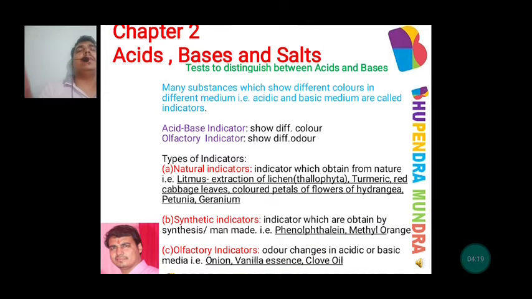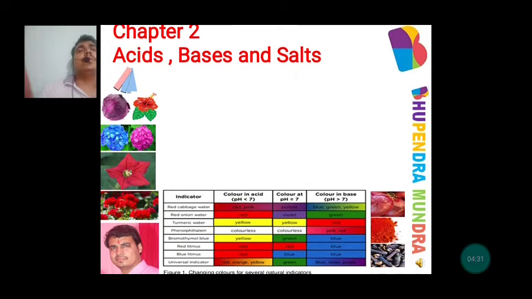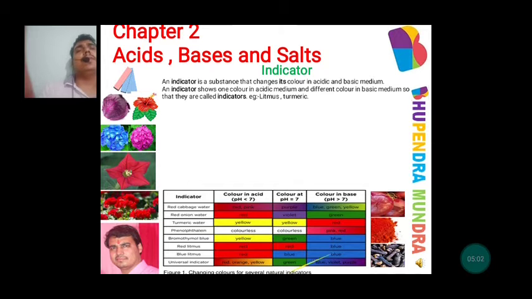And next, olfactory indicators, whose odor changes in acidic and basic media, like onion, vanilla essence, and clove oil. There are a few diagrams which show the types of indicators. First one, litmus solution or litmus paper. Second, red cabbage, shoe flower, that is hibiscus. Next, geranium, petunia, onion, turmeric, and clove oil. Those are the examples of indicators.